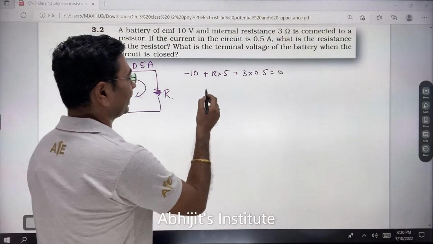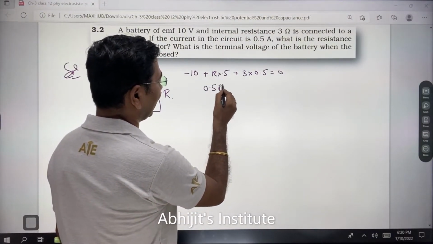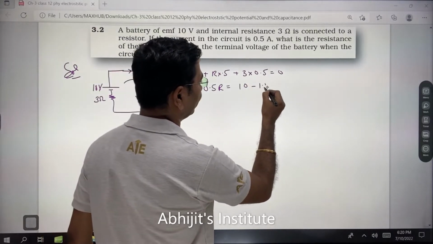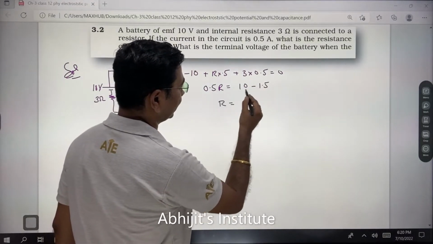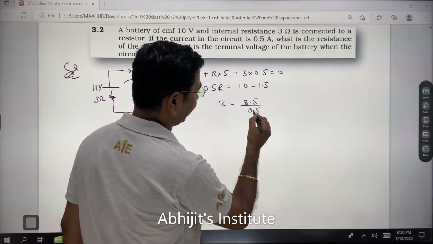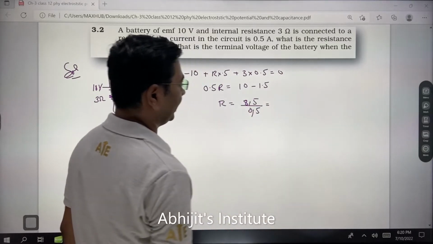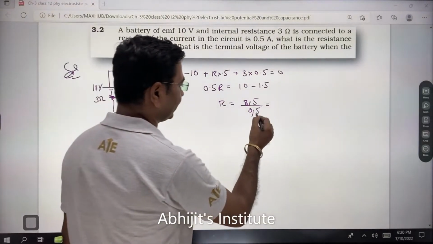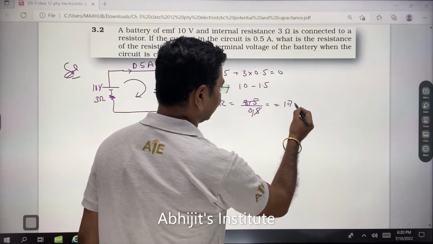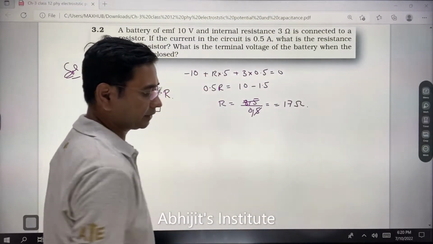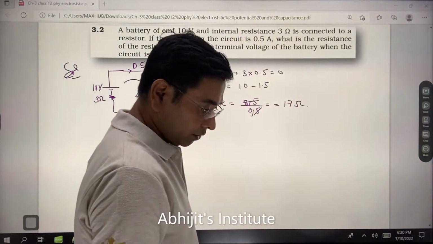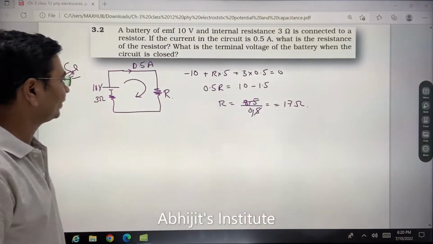So therefore, what I can say over here is 0.5 R is equal to 10 minus 1.5. And therefore my R will be nothing but 10 minus 1.5, that is 8.5, divided by 0.5. So you can remove this, and you will be left with 17. So I will have a 17 ohm resistance in the terminal. So 17 ohms is the answer.